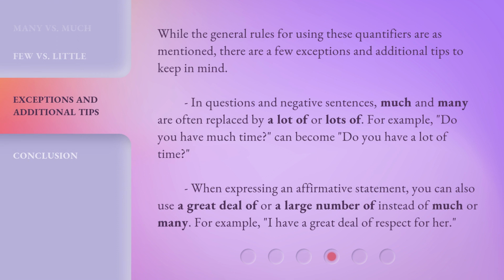While the general rules for using these quantifiers are as mentioned, there are a few exceptions and additional tips to keep in mind. In questions and negative sentences, much and many are often replaced by a lot of or lots of. For example, do you have much time? Can become, do you have a lot of time?